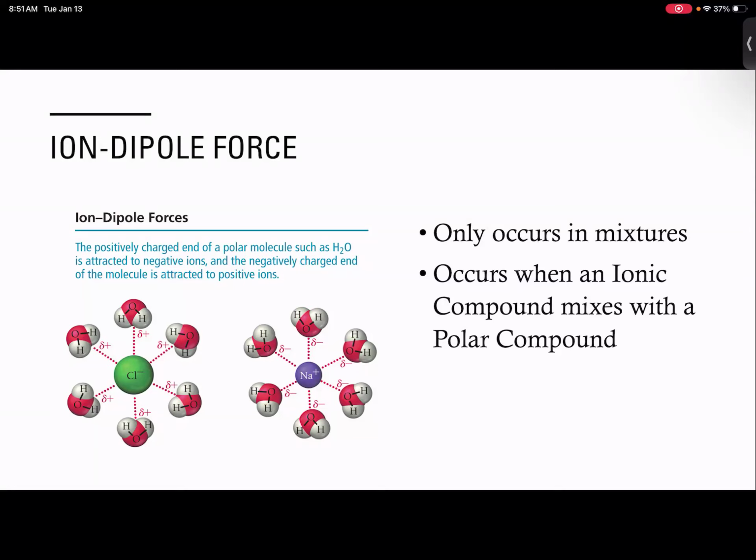The chlorine is a permanently negative anion. It is going to be attracted to the permanent positive of the polar molecule. The hydrogens are going to surround the chlorine and pull it away, making an ion dipole interaction. So again, an ion dipole will only occur in mixtures of an ionic compound and a polar compound.